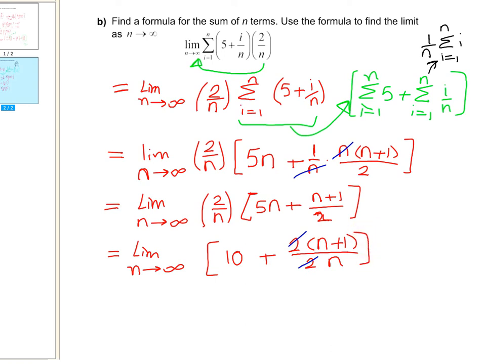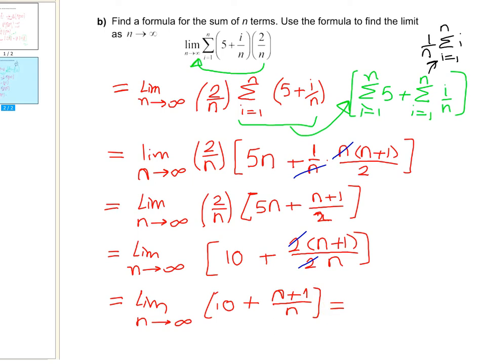So if we rewrite it once more, it will be limit as n approaches infinity of 10 plus n plus 1 over n.